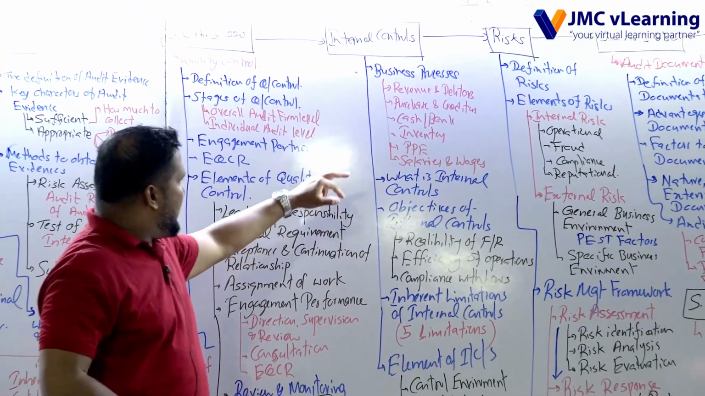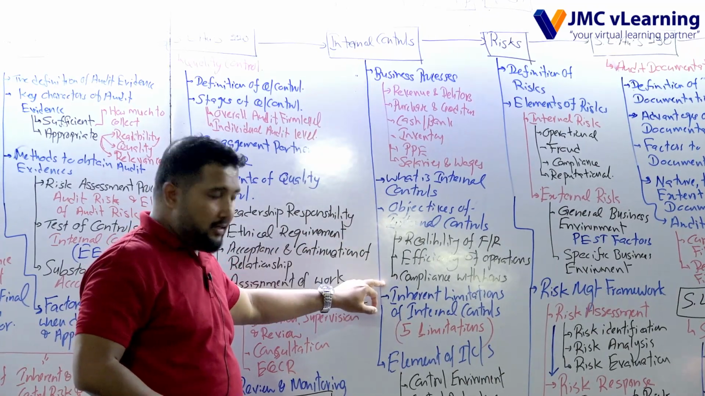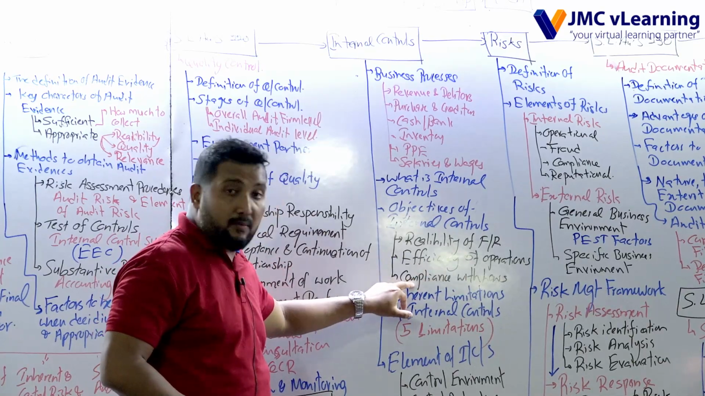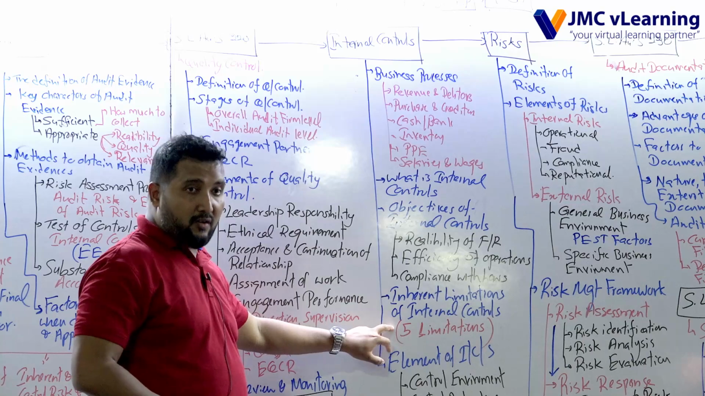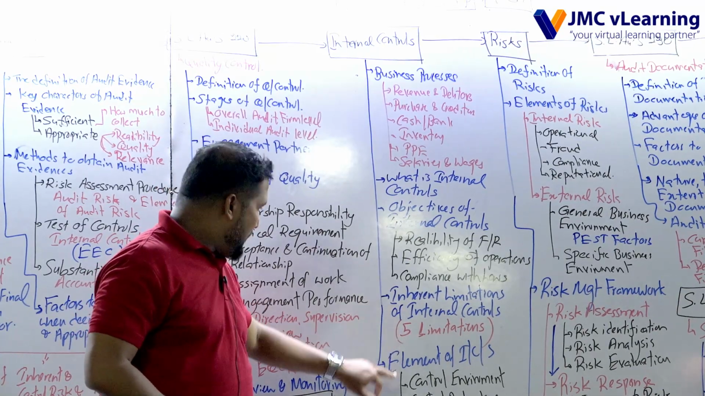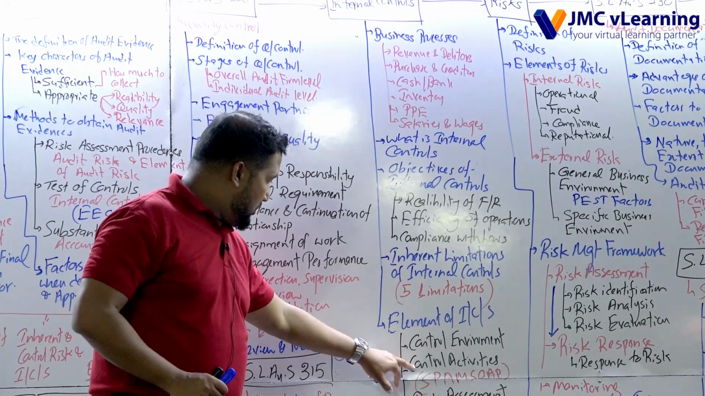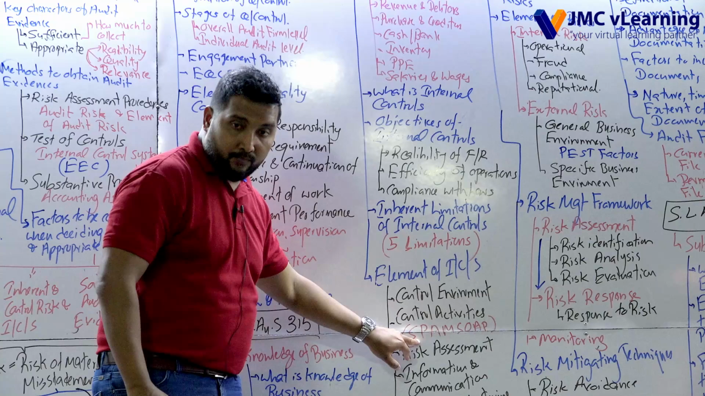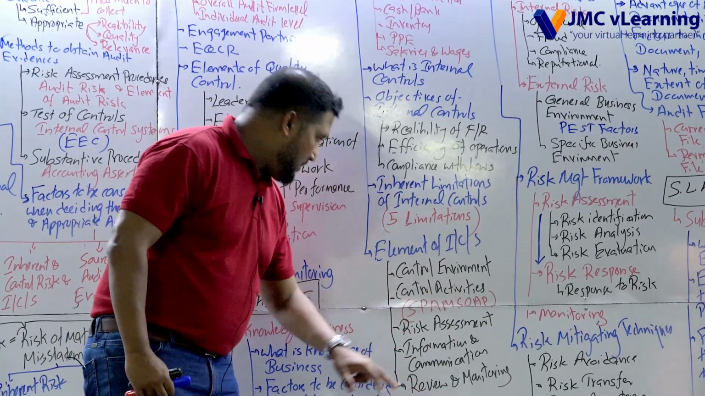Then we discuss the definition of internal controls, then the objectives of internal controls. There are 3: reliability of the financial reporting, efficiency and effectiveness of the operations, and compliance with laws and regulations as well. Then we discuss the inherent limitations of internal control. We have discussed 5. Finally, we discuss the elements of internal control: control environment, control activities. When we are discussing control activities, we discuss SPAM SOAP. Then risk assessment, information and communication, and review and monitoring as well.